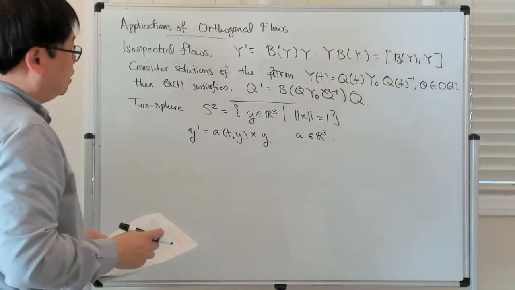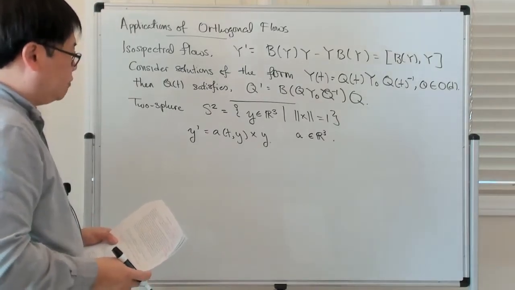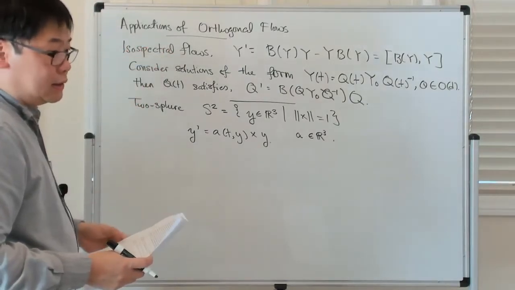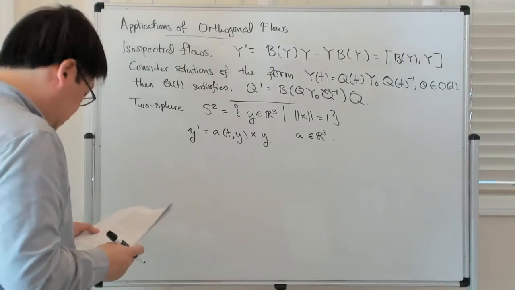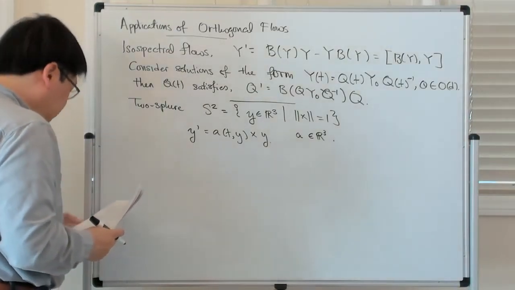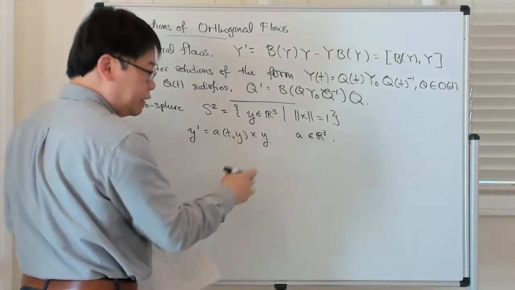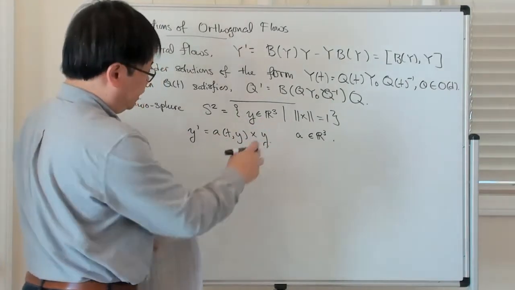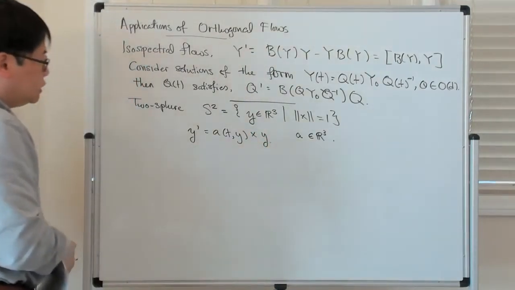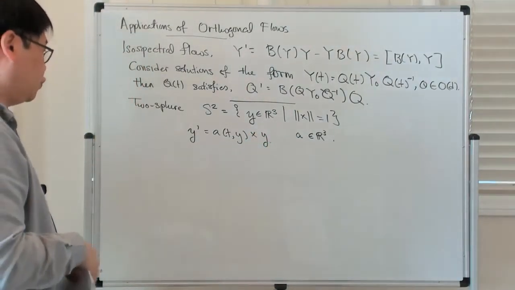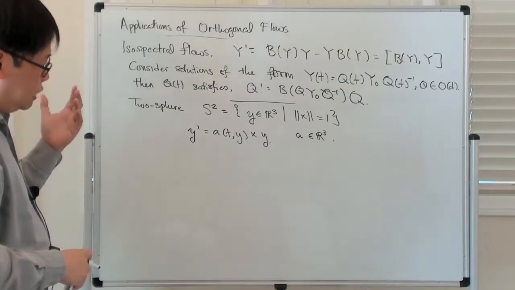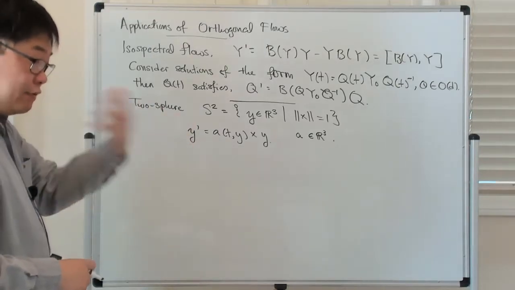Okay, so how is this related to orthogonality? Let's think about that for a second. One way to see this is that a cross something is a linear operator on y. So you can ask, is there some sort of matrix which represents this linear action of a on y via the cross product?